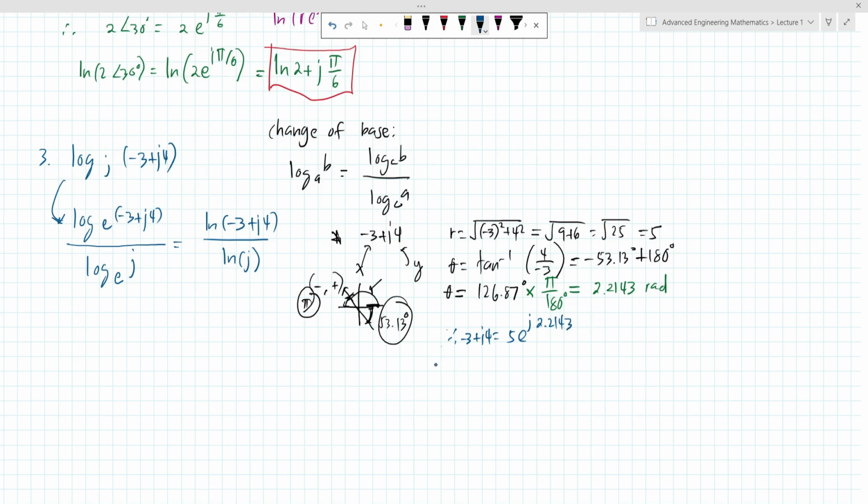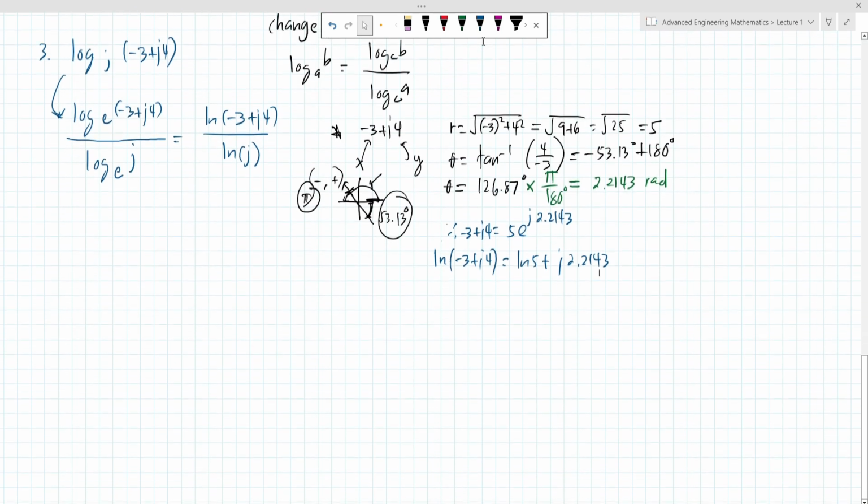So that means the natural log of negative 3 plus j4 is the same as, our r is 5, so ln of 5 plus j times theta, which is 2.2143. Okay? Next one is the natural log of j. So how do we write j into its equivalent exponential form? Understood, the r here is 1.